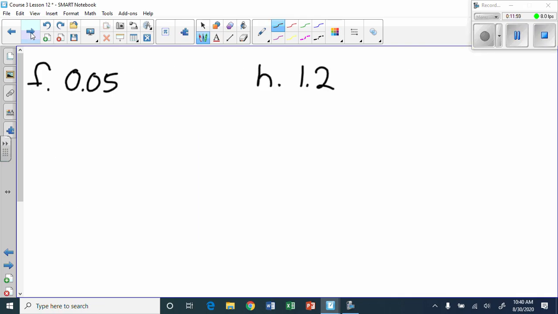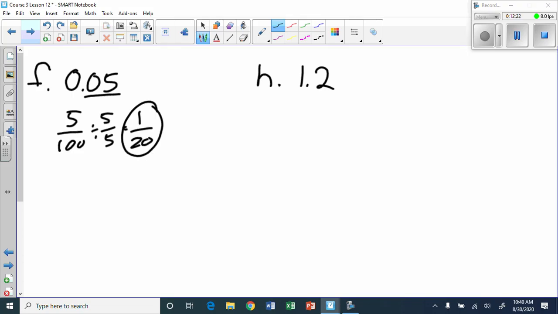Let's look at F. As I work down that list, F and H, write each decimal in problems F through I as a fraction. Again, how do we write the decimal as a fraction? We write it how we read it. This is 5 hundredths. So 5 hundredths divided by 5/5 is 1/20. 1 and 2/10. 1 and 1/5.